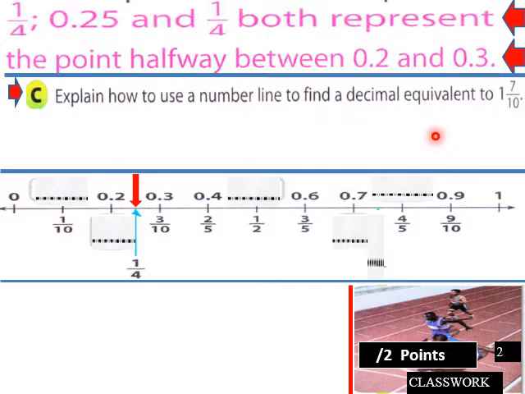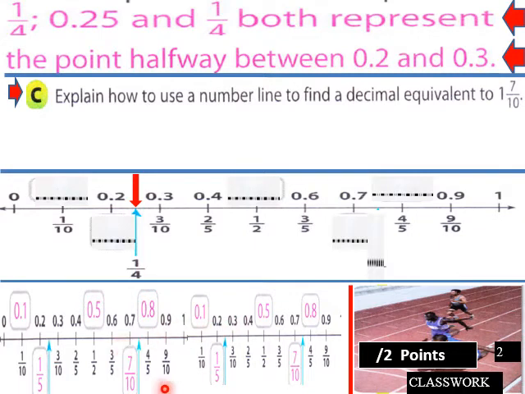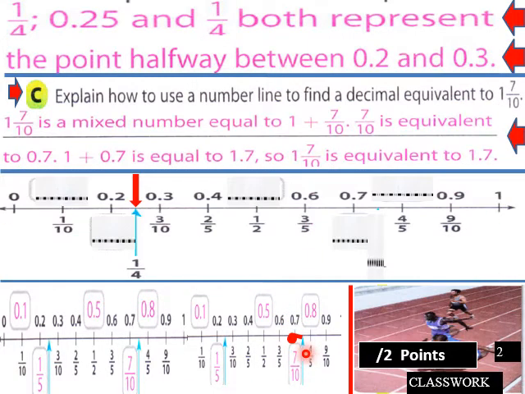So how would you use a number line to find the decimal equivalent to this number here? And we have our number line down here. These are all the solutions to the above. So how would you use a number line to find the decimal equivalent to 1 and 7/10? It's a mixed number. It's equal to 1 plus 7 over 10. 7 over 10 is equivalent to 0.7, so it would be 1 plus 0.7 or 1.7. So 1 and 7/10 is equivalent to 1.7, right?